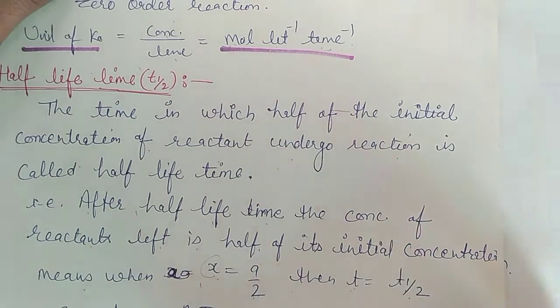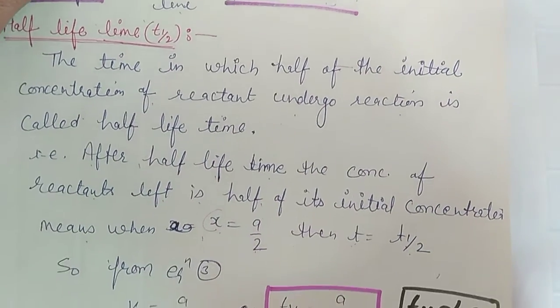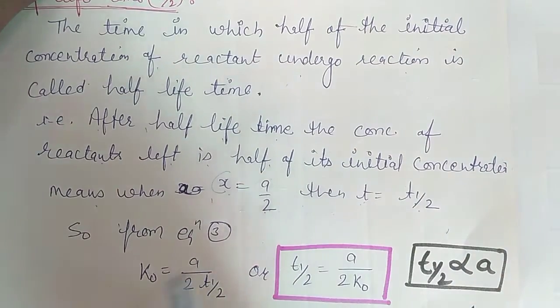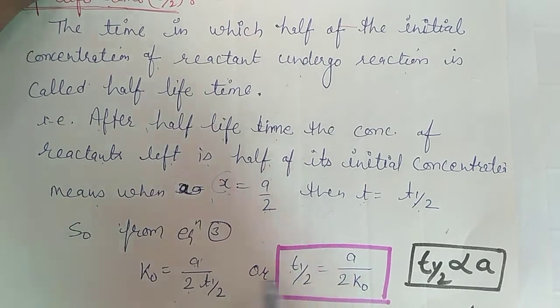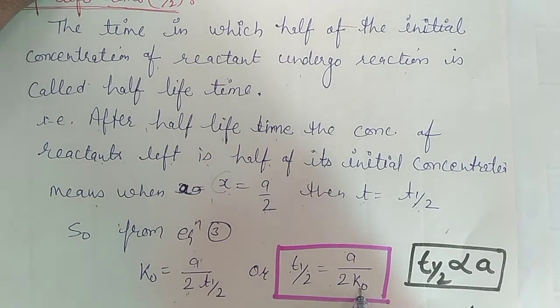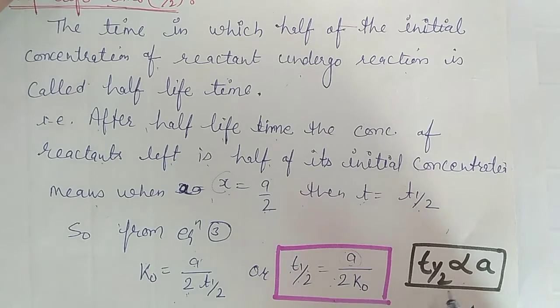Then we can put the values of x and t in the integrated rate equation. k is equal to x upon t. x means a by 2, t means t half, or we can say t half is equal to a by 2k0. It means the half-life time of a zero order reaction depends upon a, the initial concentration, directly proportional.